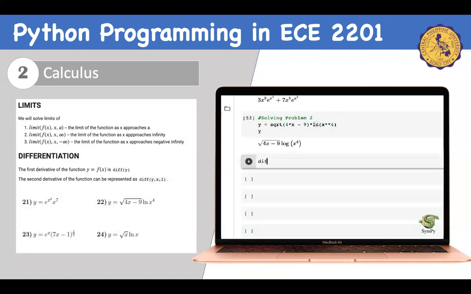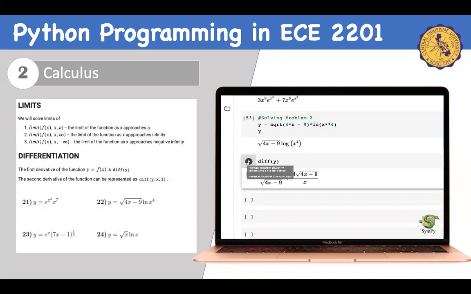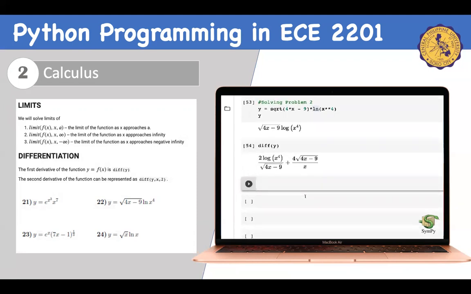Now, to solve for the derivative, we use derivative of y. So display the derivative. That's the derivative of the product. So easy, right? If you know this, since you were in your first year, calculus will be easy.